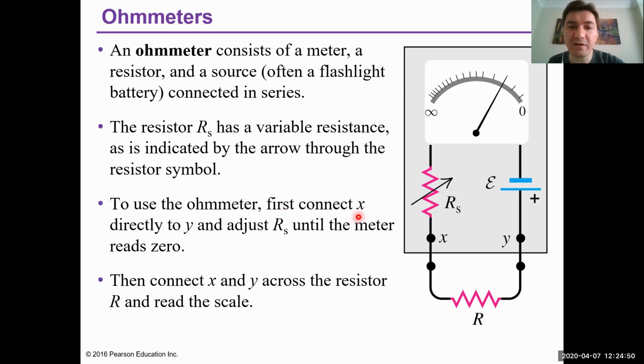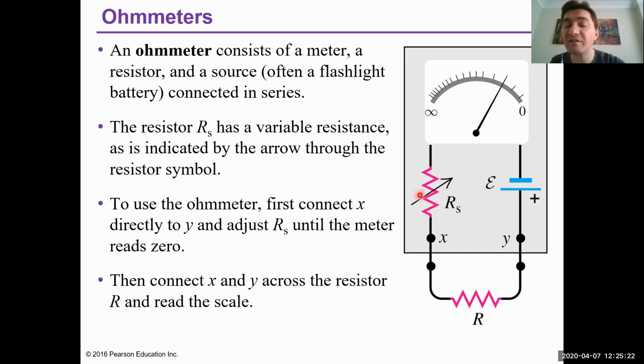First we connect X and Y directly and adjust this RS until the meter reads 0. Let's consider that at the beginning we have a very small resistance. Since it is adjustable, you increase the amount of resistance. Now the resistance becomes huge, no current can pass through that circuit, and you see 0.